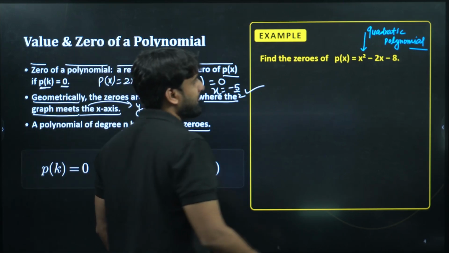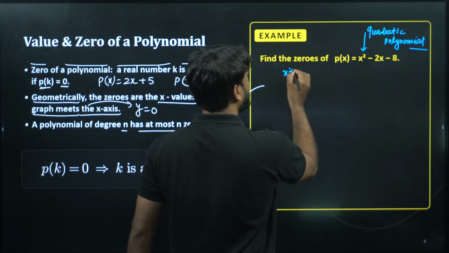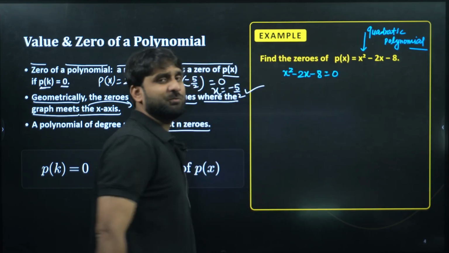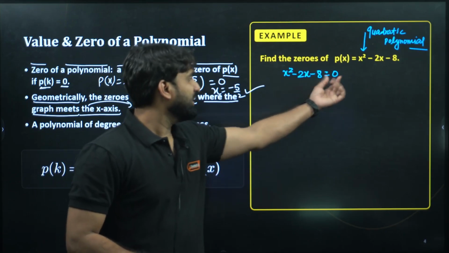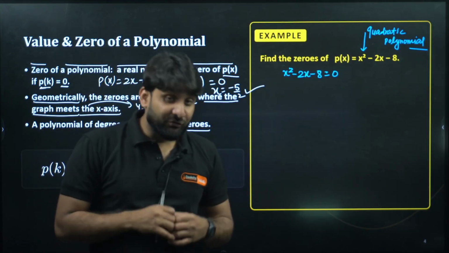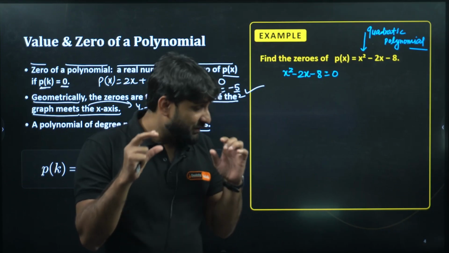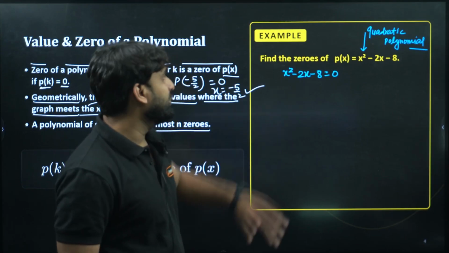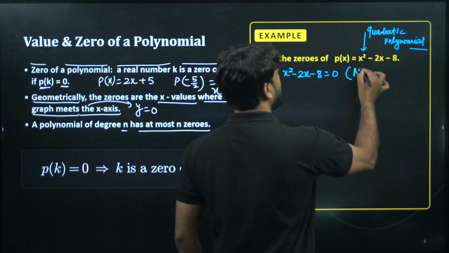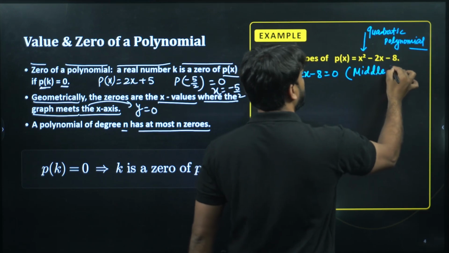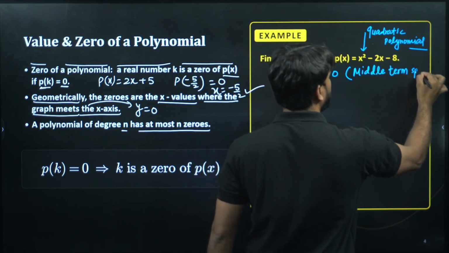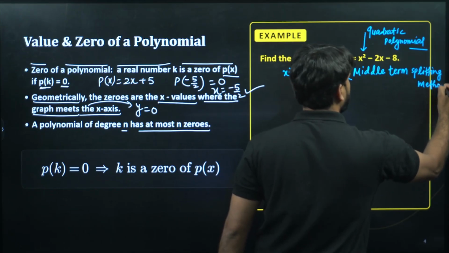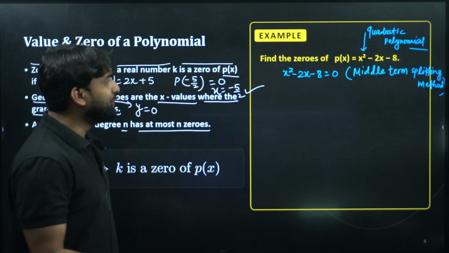So let's find out. Okay, so this is x square minus 2x minus 8 equals to 0. Let's write this polynomial equals to 0. Let's assume this polynomial is equal to 0. But we want the value of x, that particular value of x, which will give you result 0. So to solve the quadratic polynomial by the middle term splitting method, I am using here the middle term splitting method. Everyone please focus. Middle term splitting method. Please focus here. How to use the middle term splitting method?